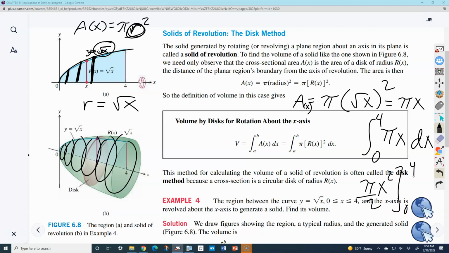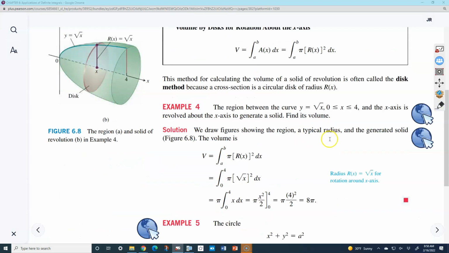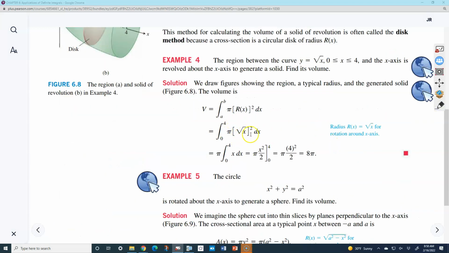Can I erase this? And that is what we see when we look at the book, continuing on with that word, 8 pi.